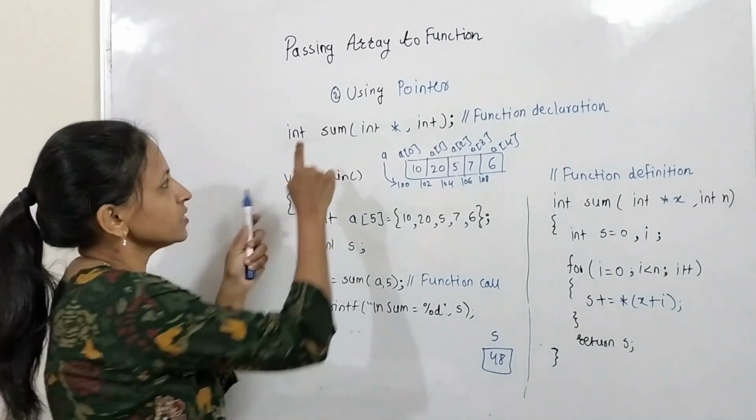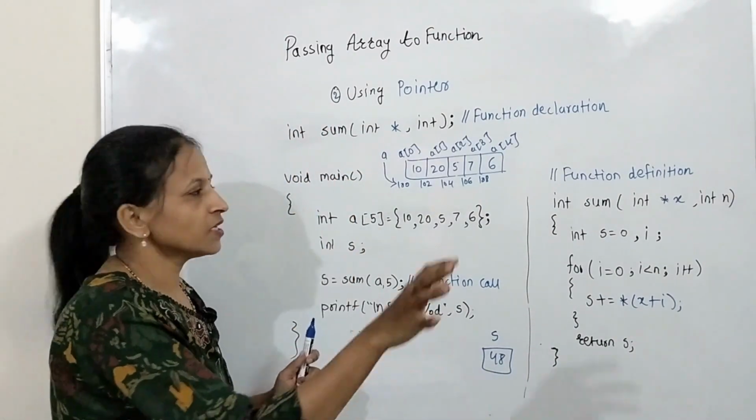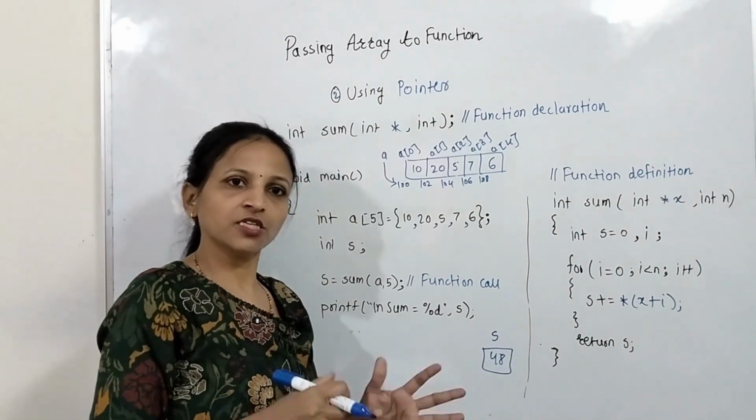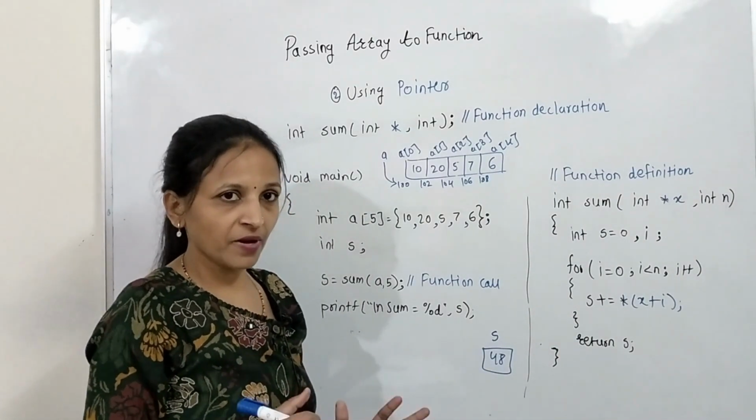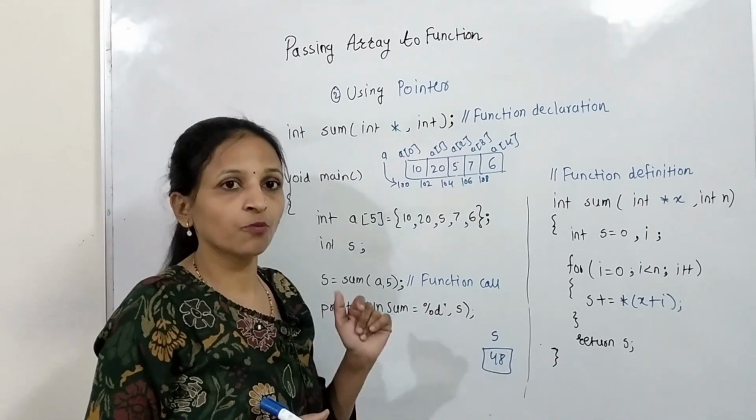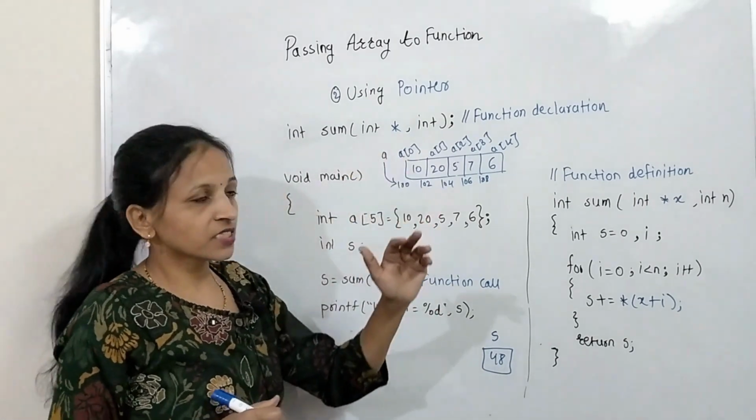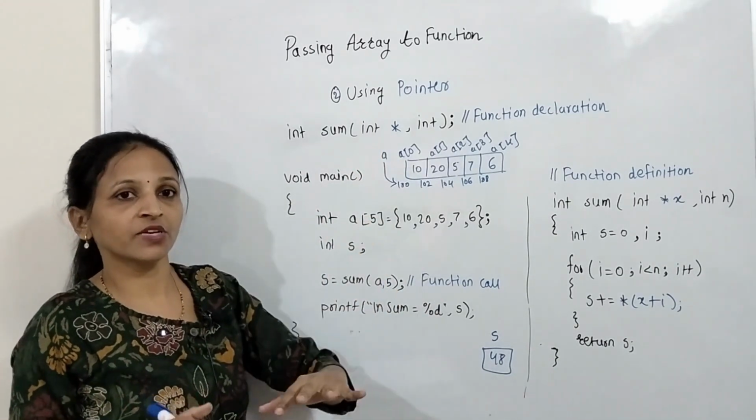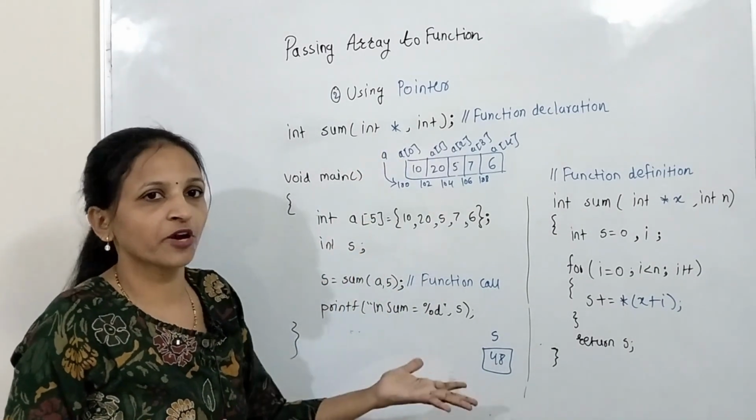Now see how to do this. Here sum is the name of the function, again the same thing. Here I am writing int star. Int star means what? Integer pointer. Okay, we will pass the array to the function with the help of a pointer here. That's why instead of the subscript operator I have written star. Star represents that it will be an integer pointer.